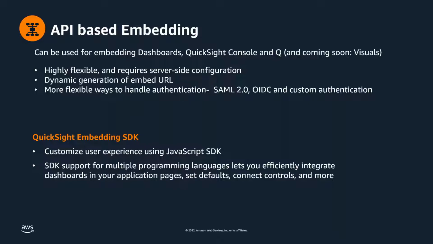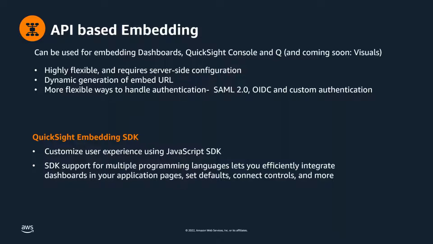I'm going to take a few moments today to talk about the API-based embedding that QuickSight offers. The difference between API-based embedding and what Salim just talked about with one-click embedding is that API-based embedding requires the use of the APIs that QuickSight offers for embedding purposes, and it's highly flexible, and it does require server-side configuration. Whereas one-click is a simple copy and paste of a URL into your web front end, API-based embedding is a little bit more involved.